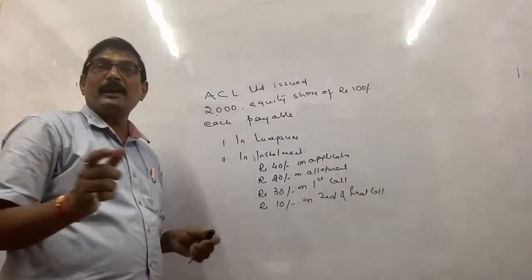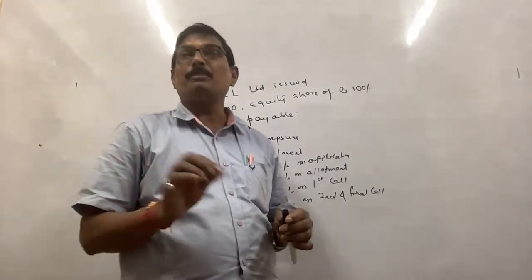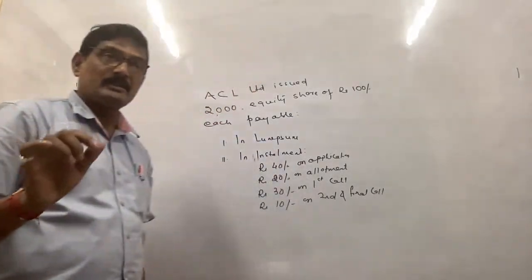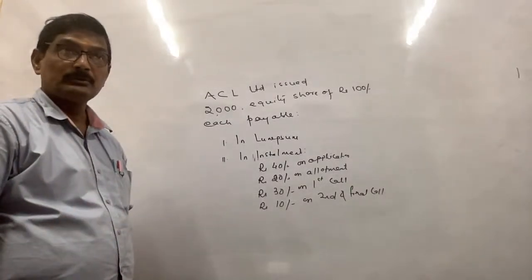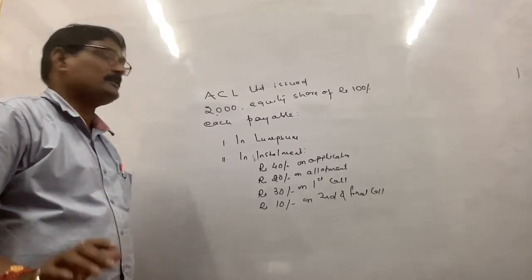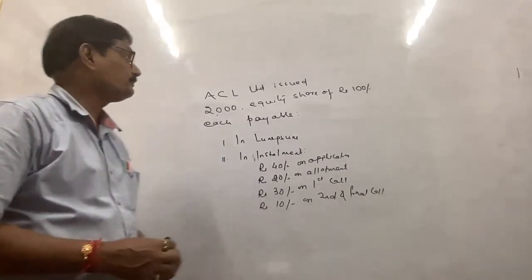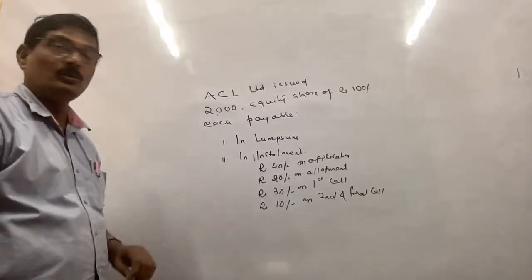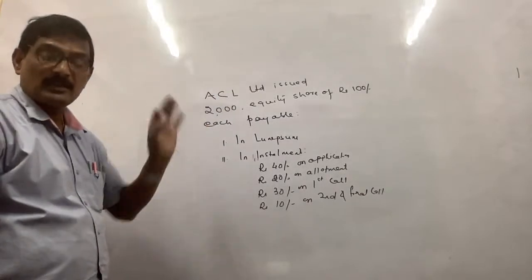Now in the second aspect, issue of shares at premium. Shares can be issued at premium. Premium means when the shares are issued at a price higher than the nominal value. The same questions may continue: 2000 equity shares, 100 rupees each.